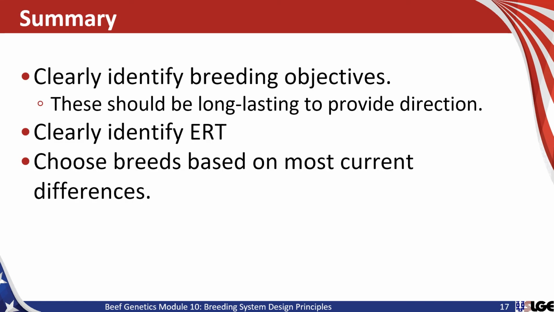To summarize, it's important to clearly identify breeding objectives. These should detail how and when cattle are to be sold, if females are to be retained, and if there are any environmental or labor constraints. These are also long-lasting to provide continued direction. They are not things that should change from year to year.